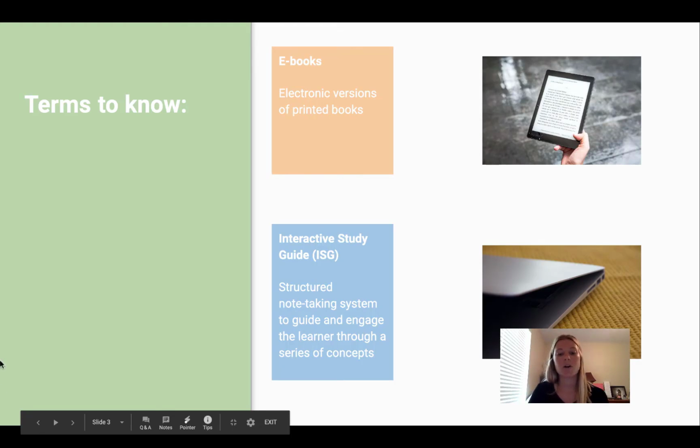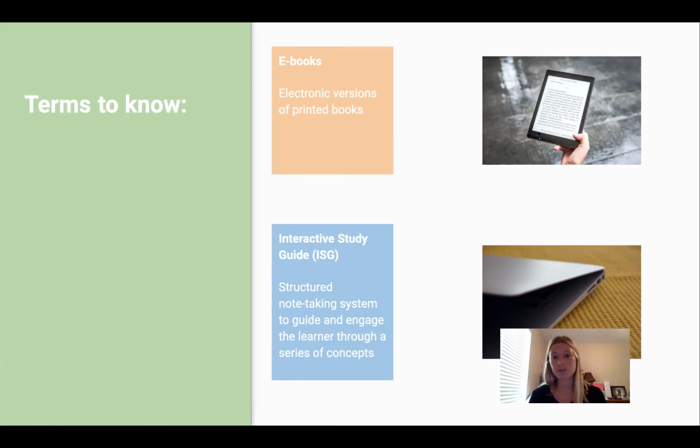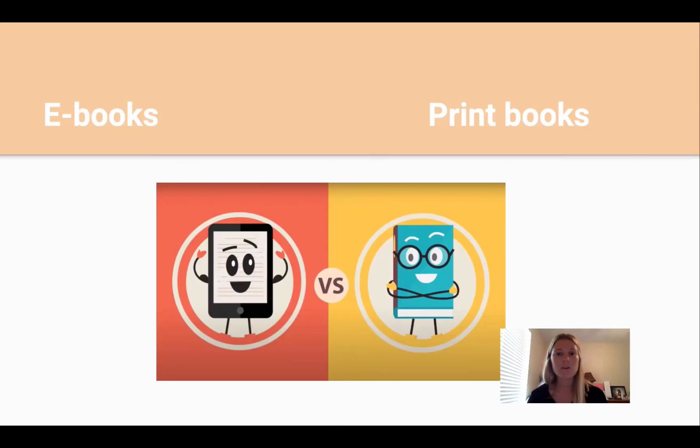The second term to know is our interactive study guide. This is a structured note-taking system to guide and engage the learner through a series of concepts. So we'll learn more about this as we go. So now that we've covered our learning objectives and our terms to know, let's dive right into the chapter.